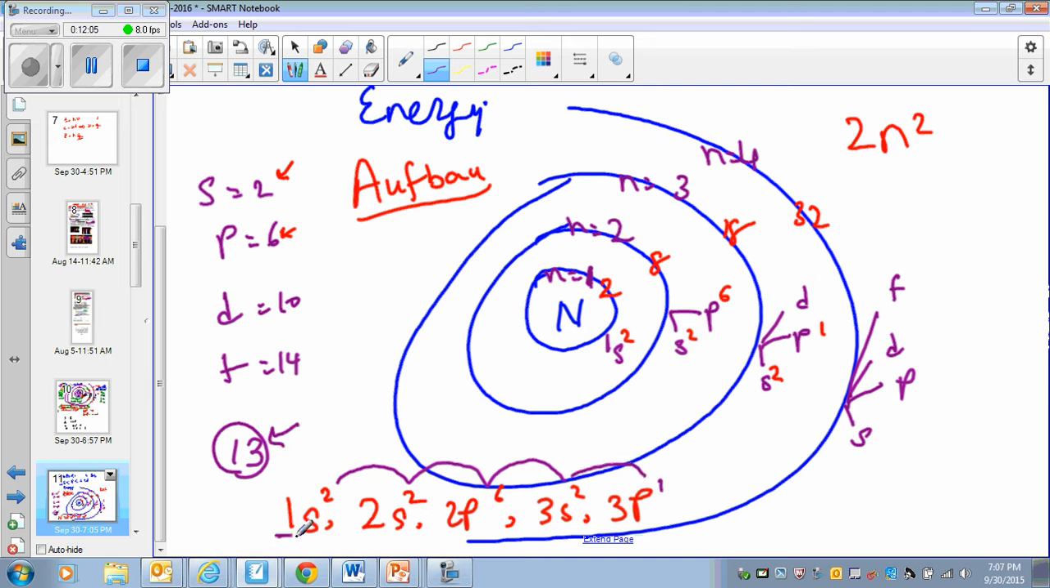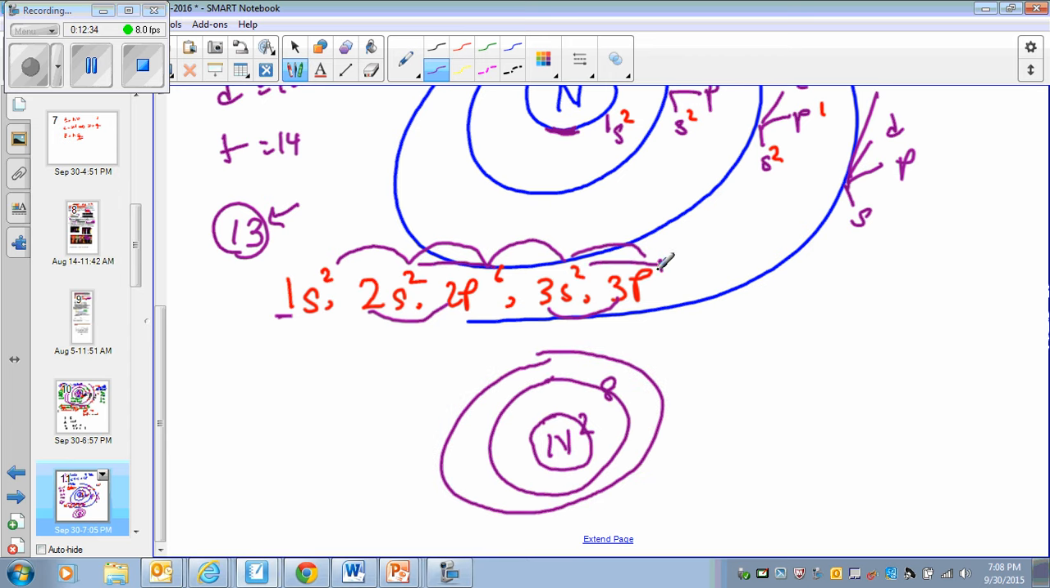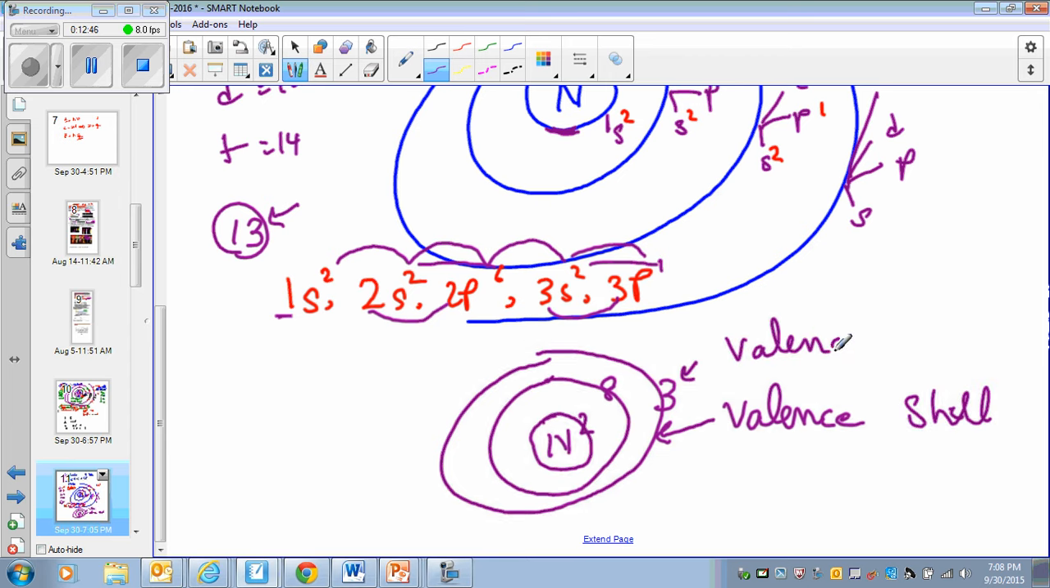Now in this 1 and 2 and 3, these are the main energy levels, the principal quantum numbers. 1 represents the first energy level, the 2 represents the second ring, and the 3 represents the third. If I draw this particular element, it has a first energy level that has 2 electrons, a second energy level that has 6 plus 2, 8 electrons, and a third energy level that has 3 electrons. So the outermost shell is 3. This is called the valence shell, and the electrons in there are called valence electrons.